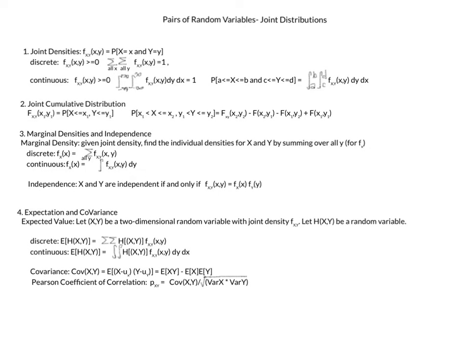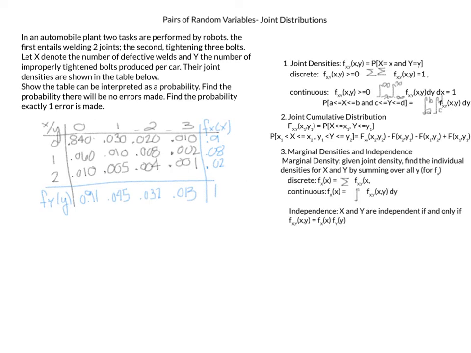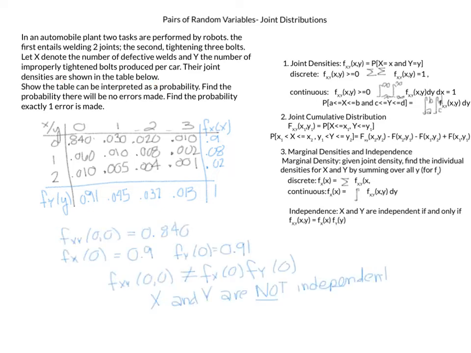So before we leave marginal distributions, we should talk about independence. And here we have that two variables, x and y, are independent if and only if the joint density is equal to the product of the two marginal densities. So we'll go back to our example of robots that are welding joints and tightening bolts. So we want to know if random variables x and y are independent, and if they are, then according to our formula here, that our joint distribution, this table, should be the same as the product of these two.